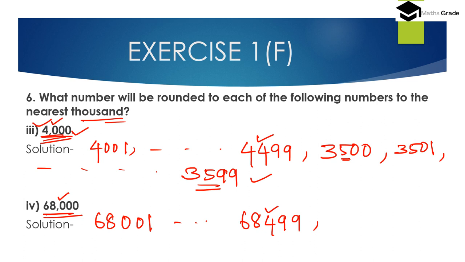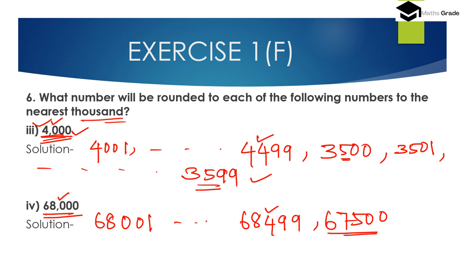Now if we use digit 5 in the 100s place digit, then we have to add 1 to the 1000s place digit. So if we use 5 in the 100s place digit, then this 7 will be 7 and this is 6.